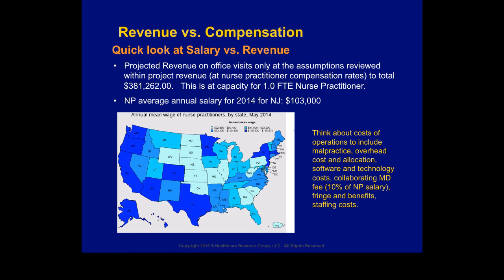But you know what? For you by yourself, generating $381,000 on a $103,000 salary, I think we've got enough to play with. Here's the annual mean wage for nurse practitioners by state. This was just recently published, and I did not cite the reference, so shame on me, but it is a reference source, and maybe I can throw that in the lecture notes. It is current. Well, current, published in 2015, reflecting 2014 data.